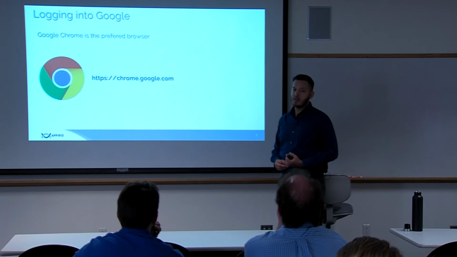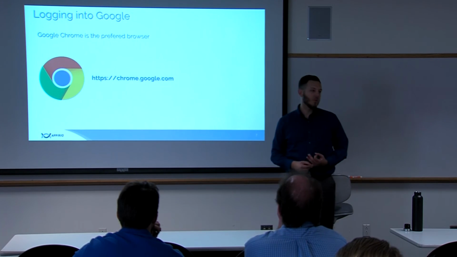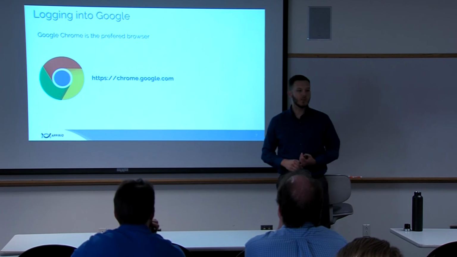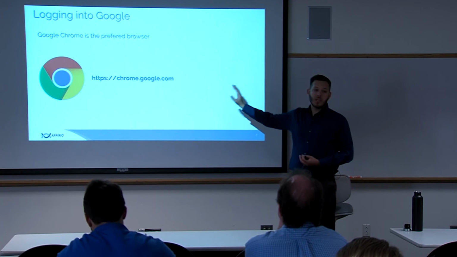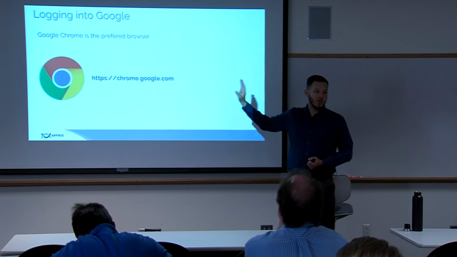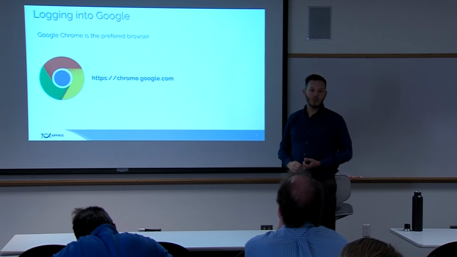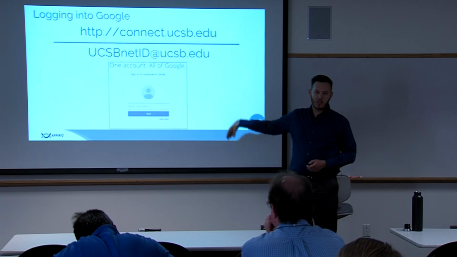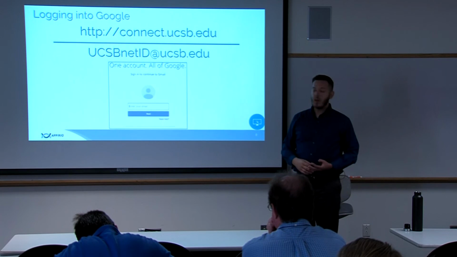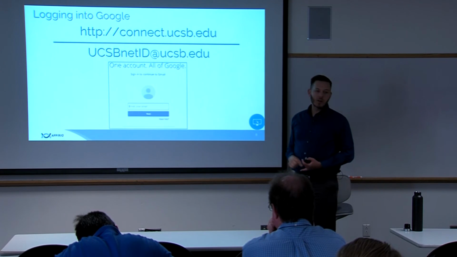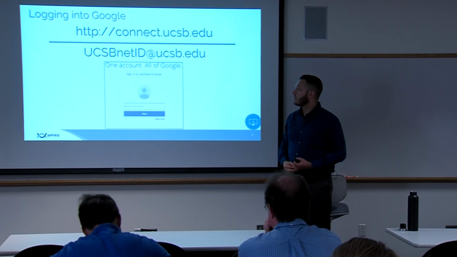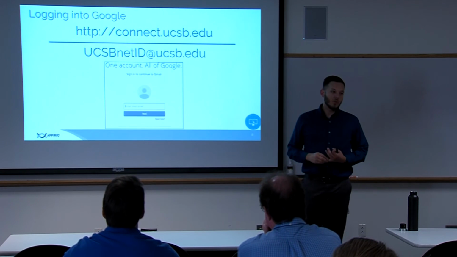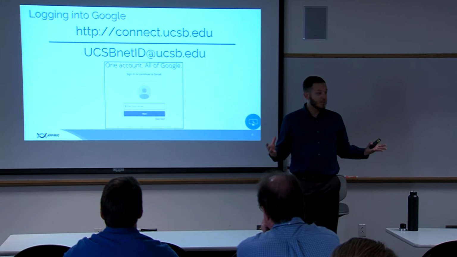To log in, most of you should have seen Google Chrome on your computers by now. If you do not see Google Chrome on your computer, please file a ticket so we can get that. We prefer that you use Google Chrome. You don't have to, but it does work best on Google Chrome. So open that up and go to connect.ucsb.edu. When you go in, you click log into mail, and you'll be presented with this screen. On this screen, you will type in your full UCSB email address.